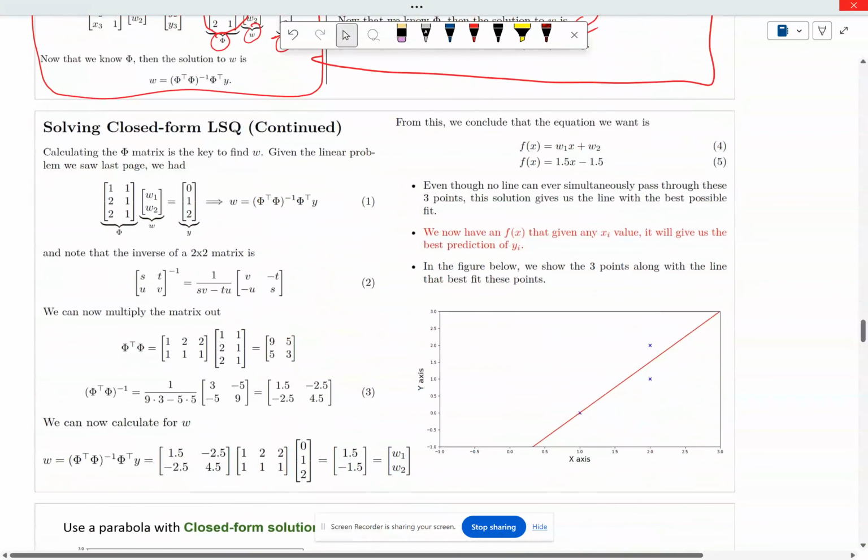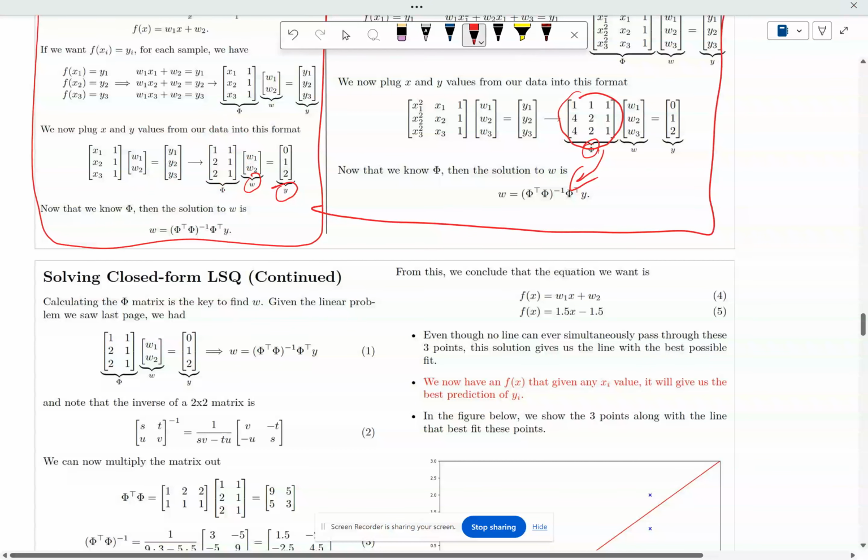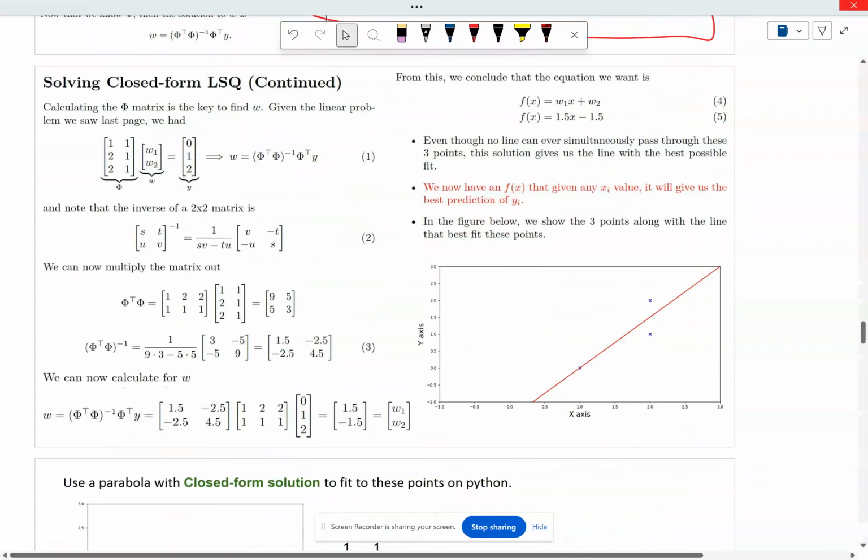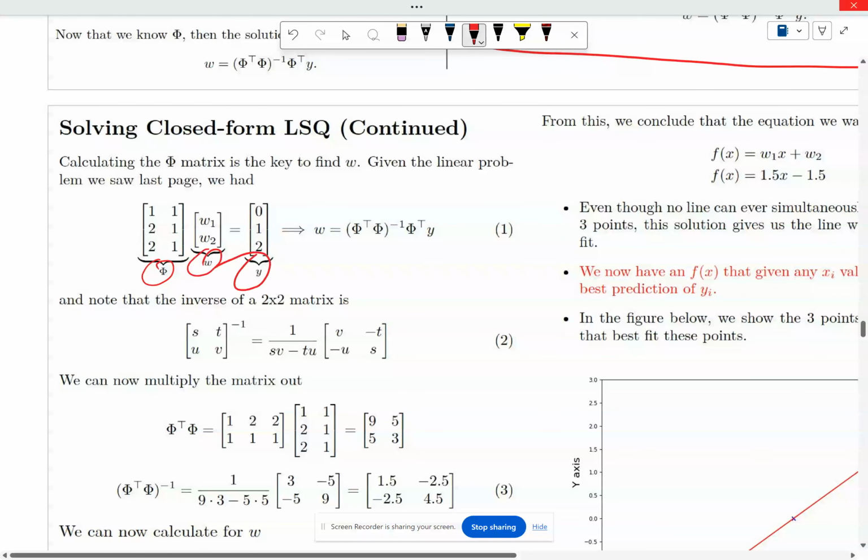Okay, so here's another example. This is the linear example we were looking at. In the end, we basically have phi times w equals y, right? And we know that as long as we have phi, we can plug it into the equation. If you plug it into this equation, your problem is solved. So let's plug it in.